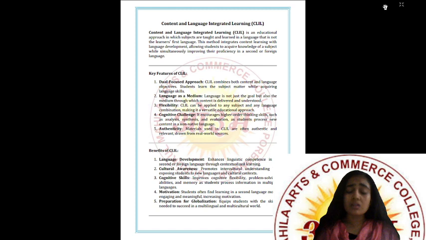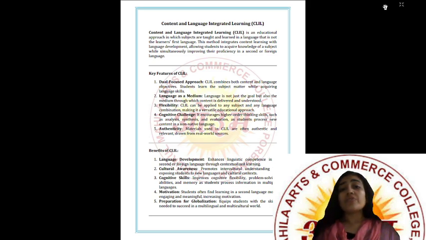The second topic is benefits of CLIL. Why is CLIL necessary? How is it beneficial? First one is language development. It will enhance the linguistic competence in a second or foreign language through contextualized learning. So language development will be there. Through the contextualized learning, you will be able to understand a second or foreign language.